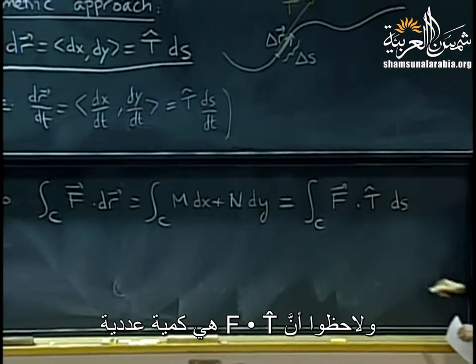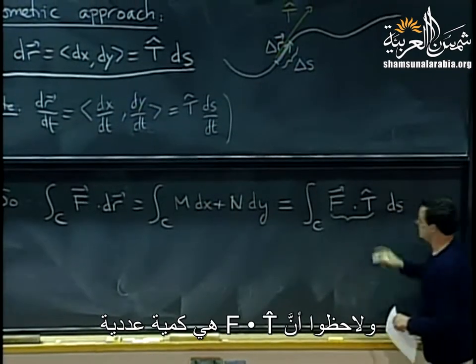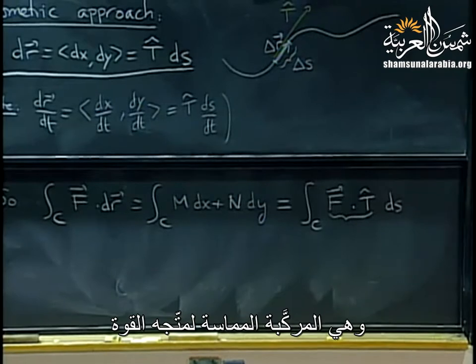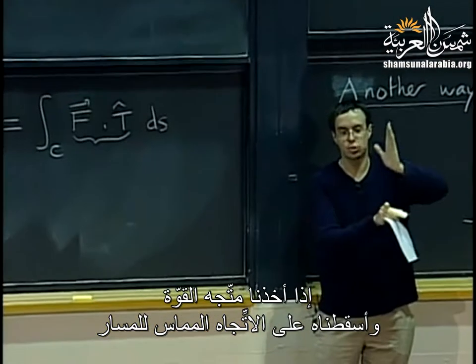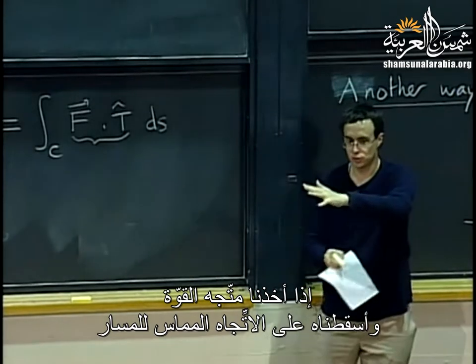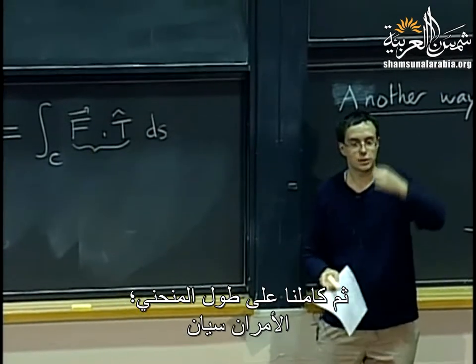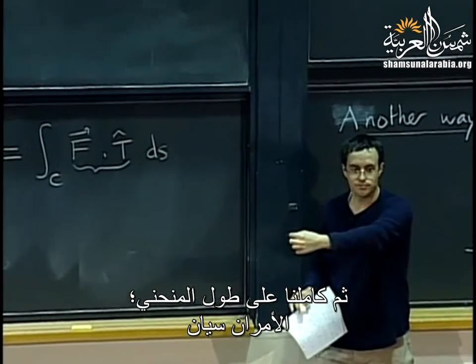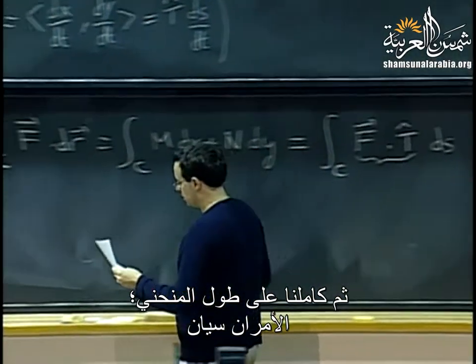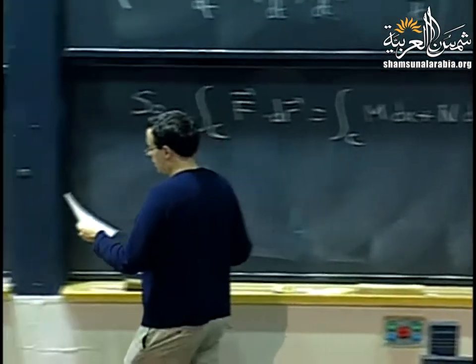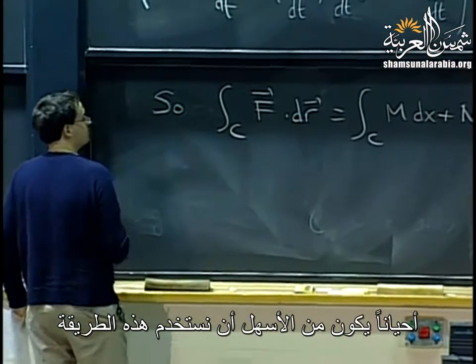Okay, so now you can think of this, f dot T is a scalar quantity. It's the tangent component of my force. So I take my force and I project it to the tangent direction to the trajectory. And then I integrate that along the curve. It's still the same thing. And sometimes it's easier to do it this way.